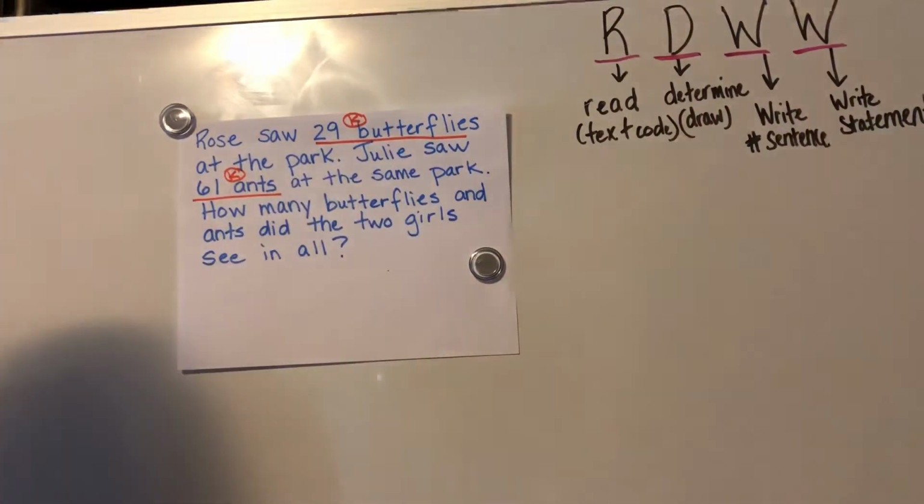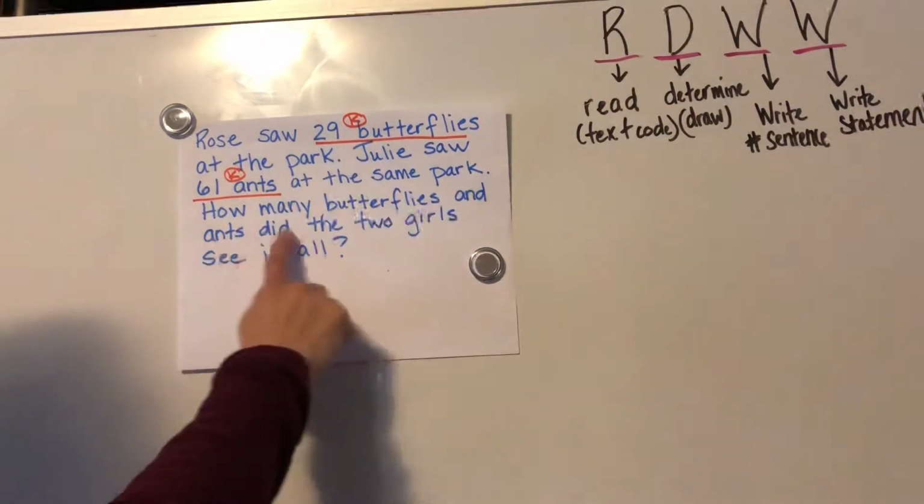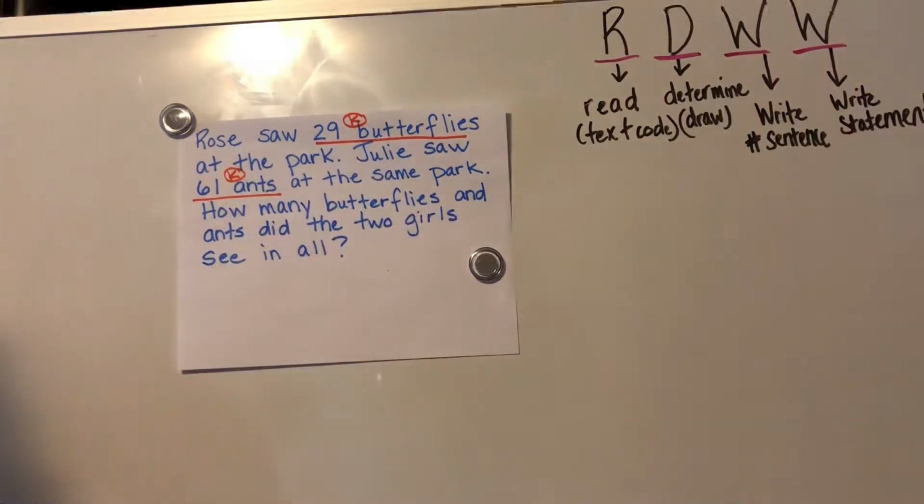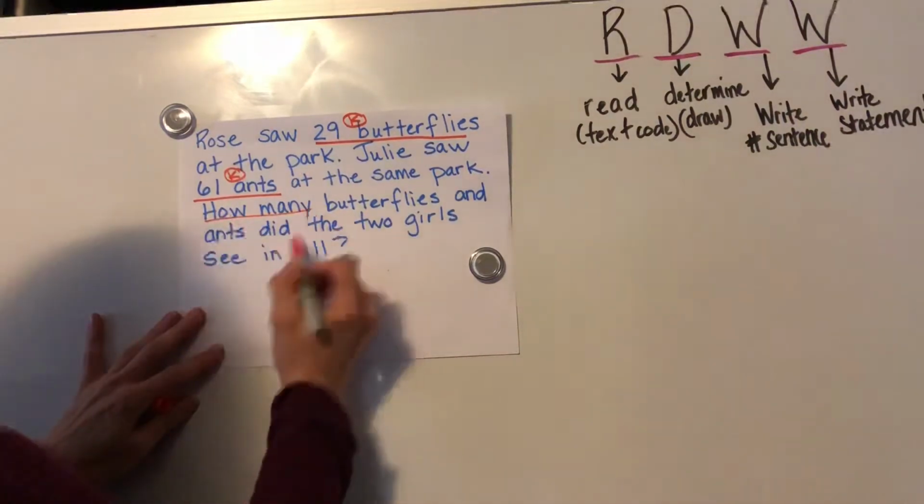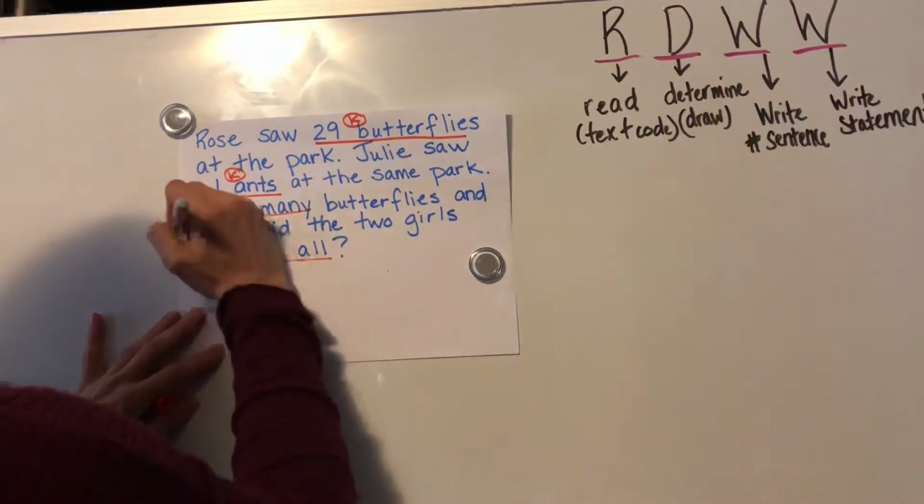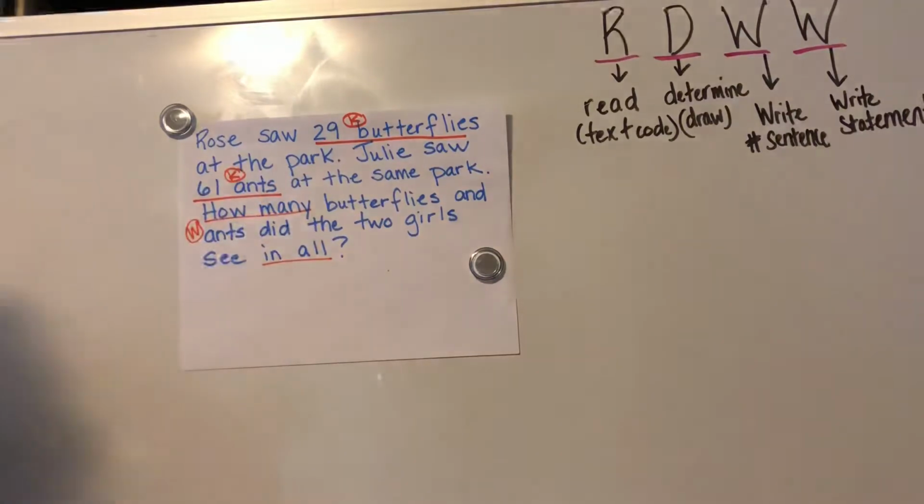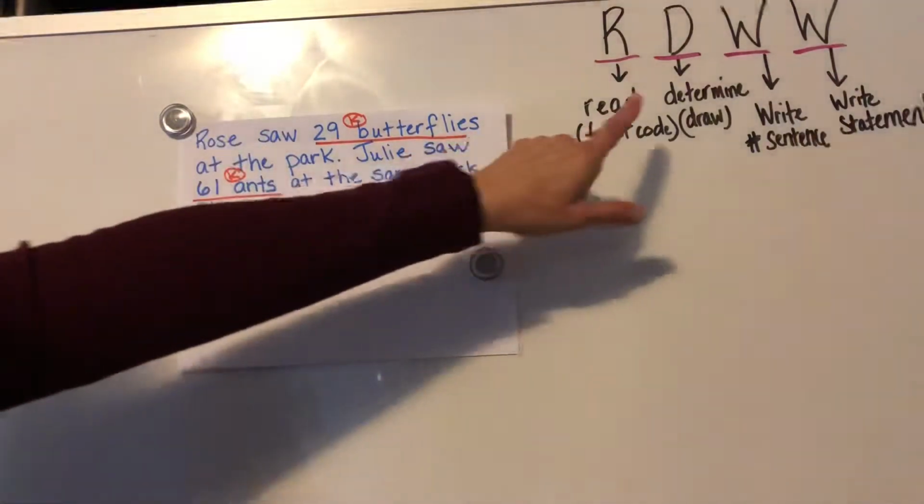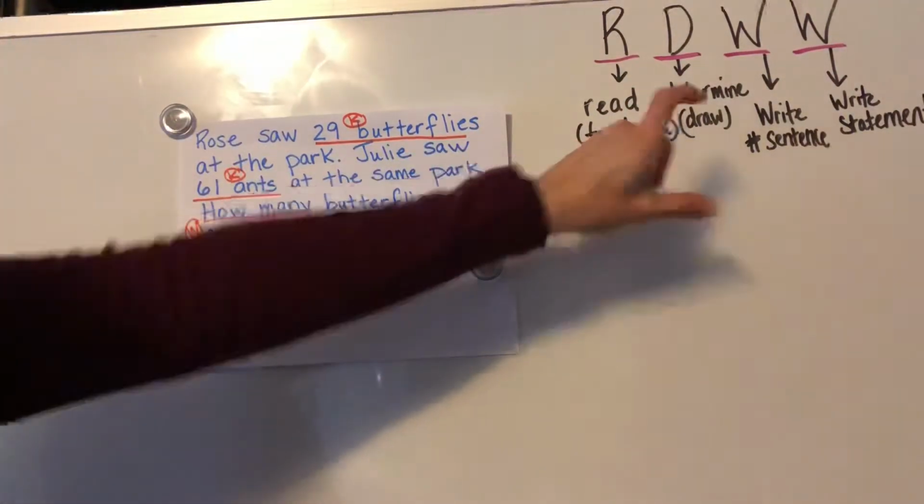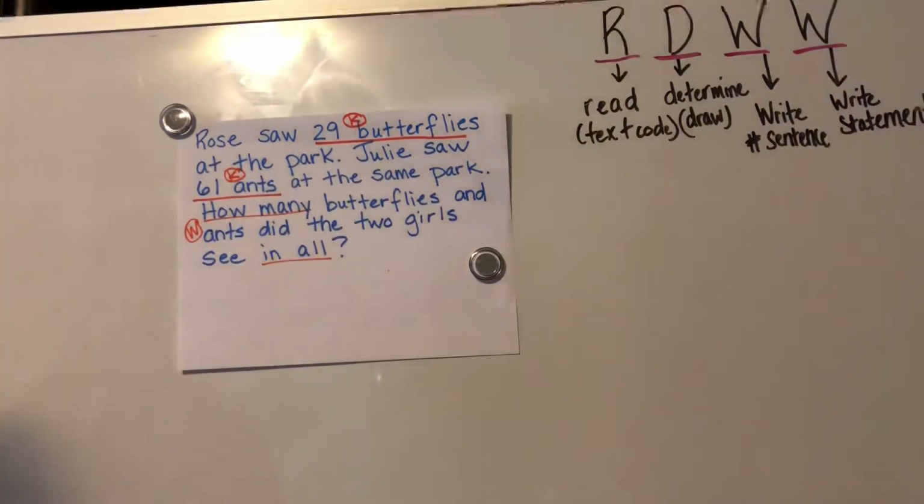Now they're asking me something, and the asking is what I want to know. What are they asking me? How many butterflies and ants did the two girls see in all? So I'm going to underline how many in all, and that is my W. That is what I want to know. So now I am going to do this D part, which is determine and draw.